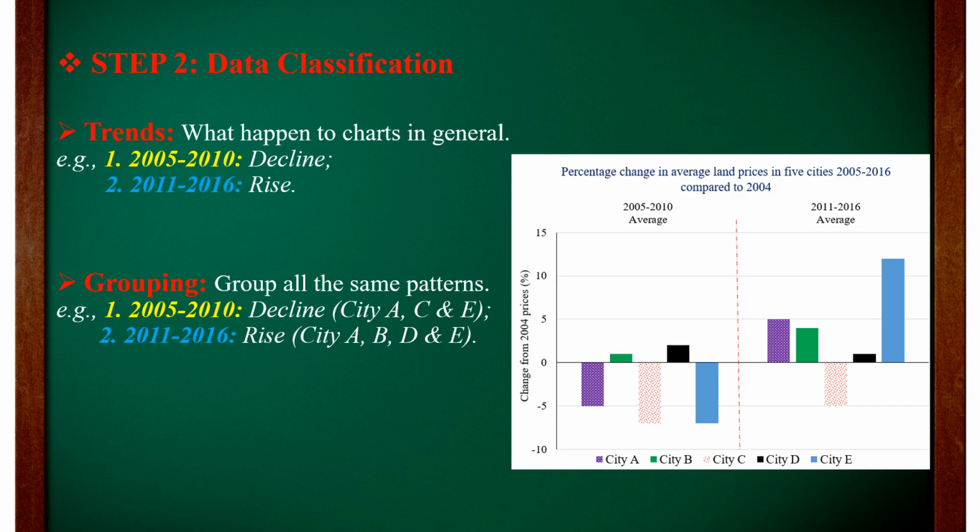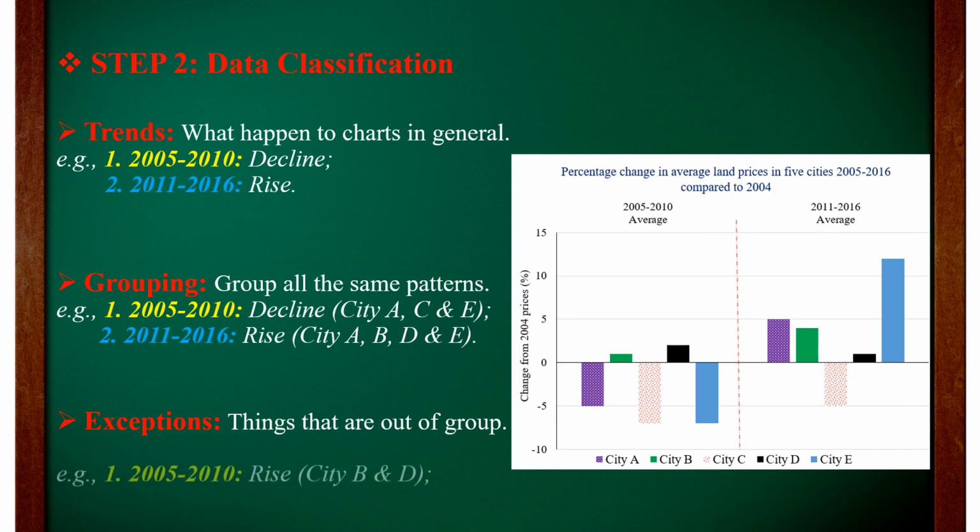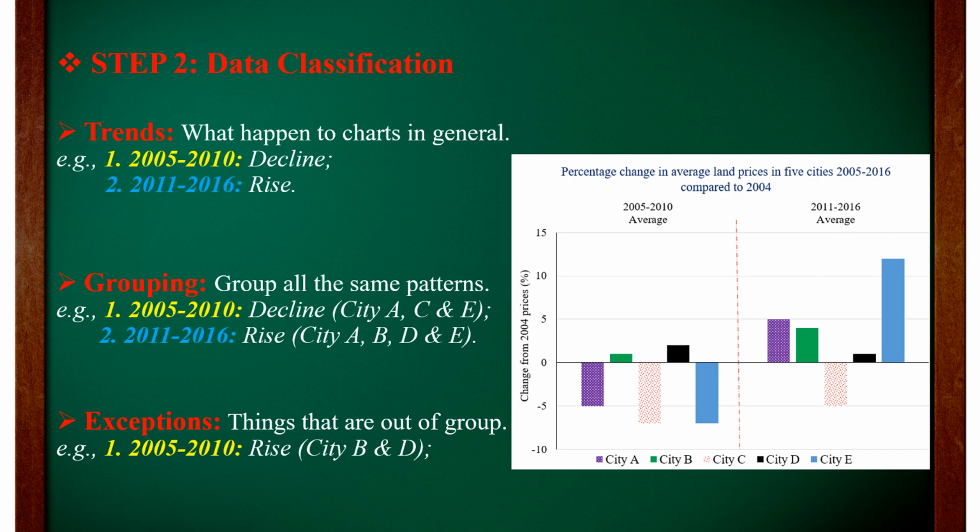Finally, the exception. The exception refers to all things that are out of group or different from others in the group. In the exercise, there are 2 exceptions. The first is the rising trend in city B and D in the first period. The second is the declining trend in city C in the second period. Well, let's move to the next step.